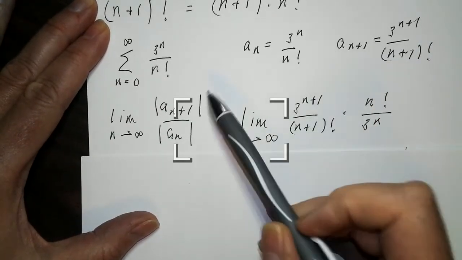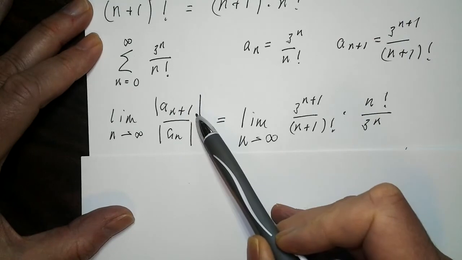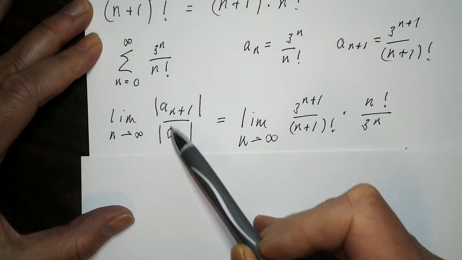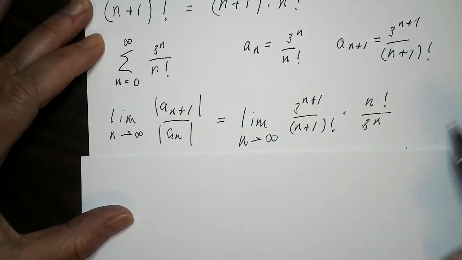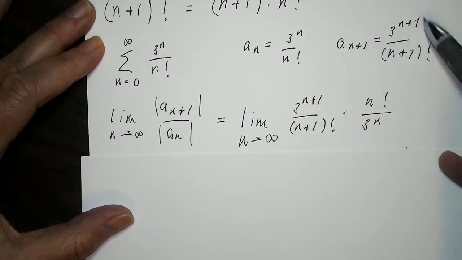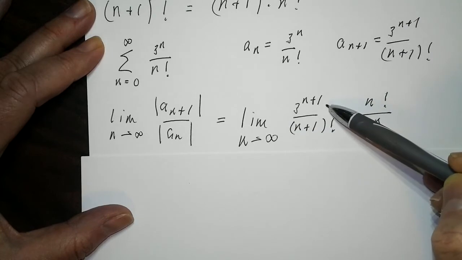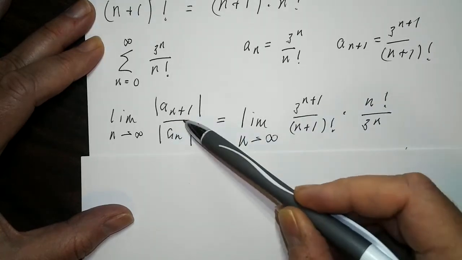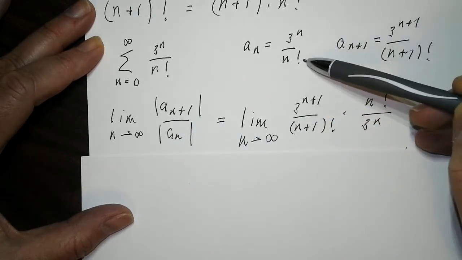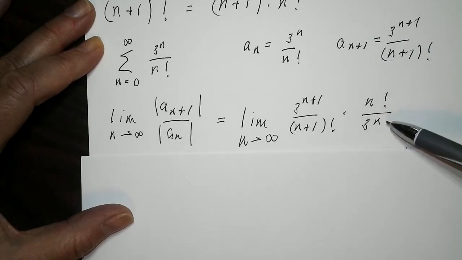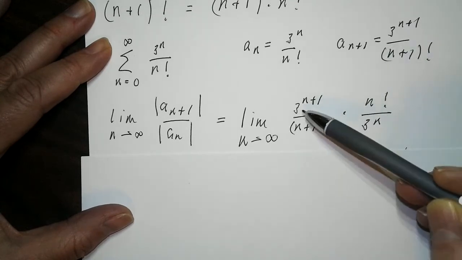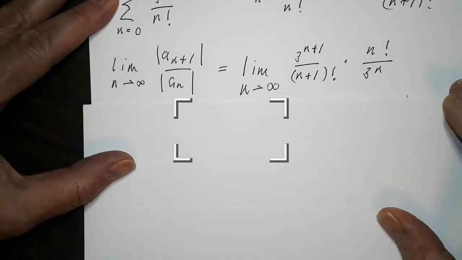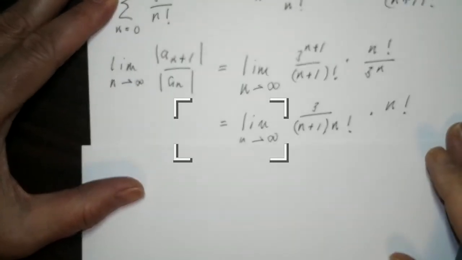Let's look at our ratios again. So a sub n plus 1 over a sub n. Again, the absolute values are not needed in these examples because the terms are all positive. So a sub n plus 1, I've written that down there. And I need to divide by a sub n, which is the same as inverting and multiplying. So I'll write that as n factorial over 3 to the n. Now we're going to see some cancellation right off the bat. All of 3 to the n will cancel with most of 3 to the n plus 1, so I'll have 3 in the numerator.